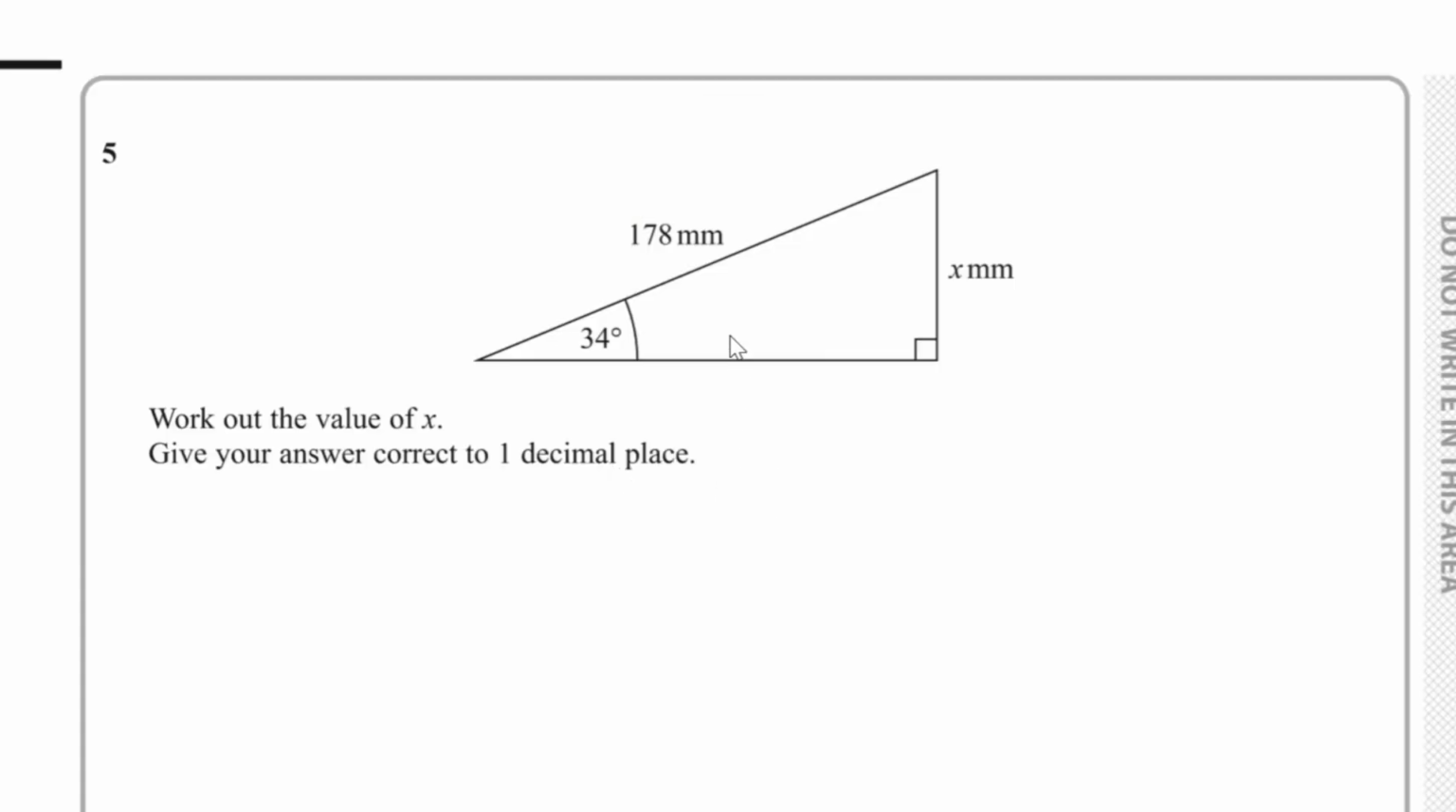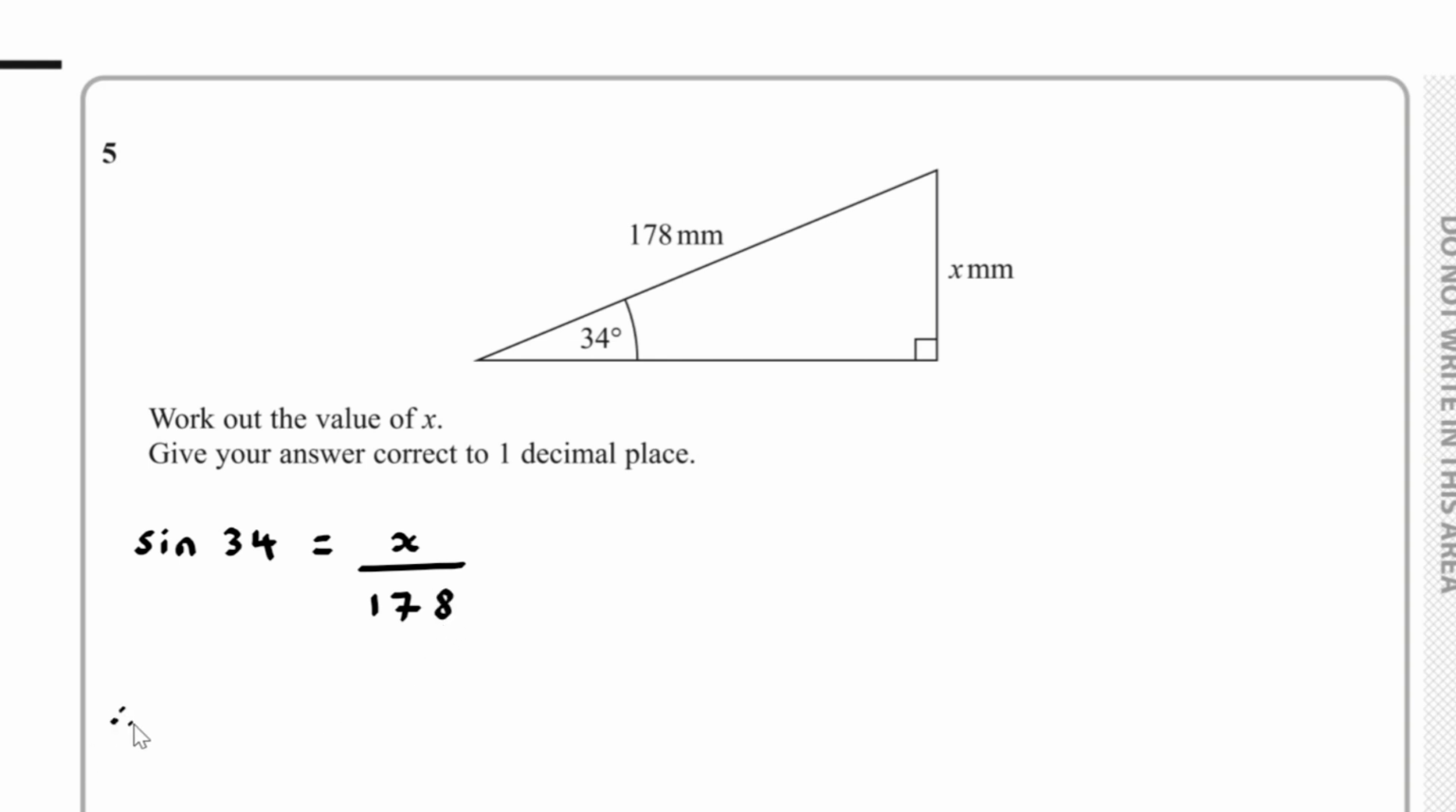Question number 5. We've got to work out the value of x. We've got a right angle triangle here. The hypotenuse is 178. The opposite is x. We've got this angle, which is 34. And so sine 34 equals x divided by 178.